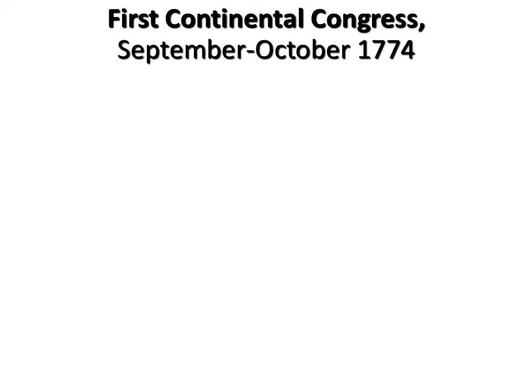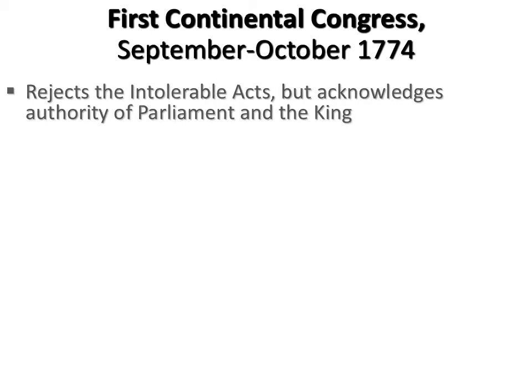So in response to the intolerable acts, the First Continental Congress, stemming from those committees of correspondence, is formed September, October 1774. It thoroughly rejects the intolerable acts. Right, that's what intolerable means. They can't tolerate them. At this point, I want to emphasize that this Continental Congress does acknowledge the authority of Parliament and the King. They still consider themselves subjects. They still consider themselves British. Now, there is some sentiment toward independence, but it's not as widespread as it will be in the next 2 years.